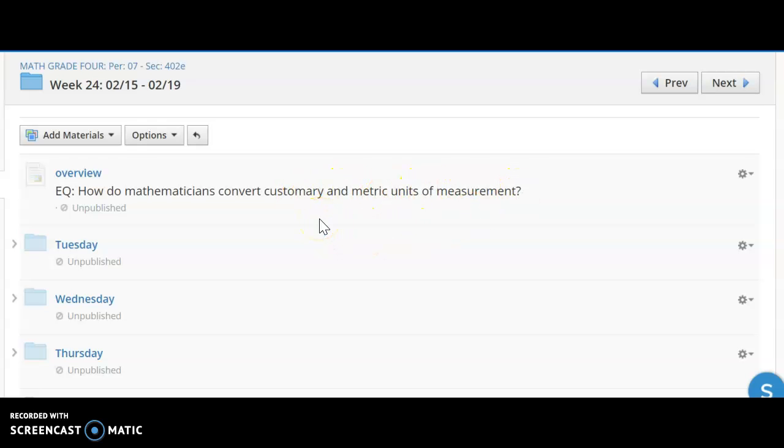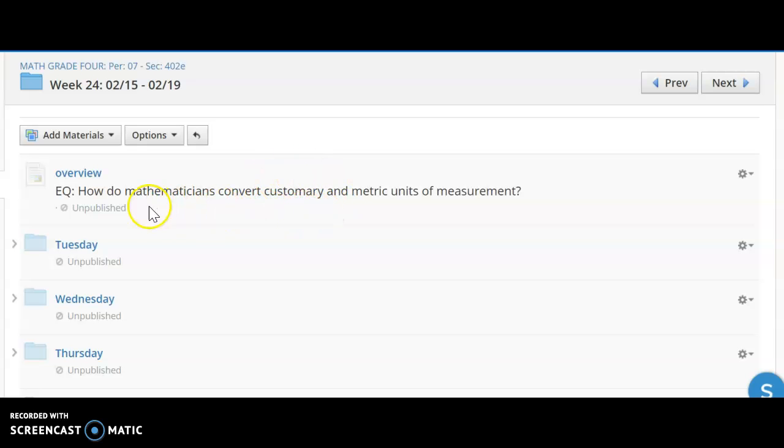So there are two measurement systems that mathematicians use. One is called the customary system and the other one is the metric system. So we're going to start with customary because I think that that's probably more familiar for you guys.